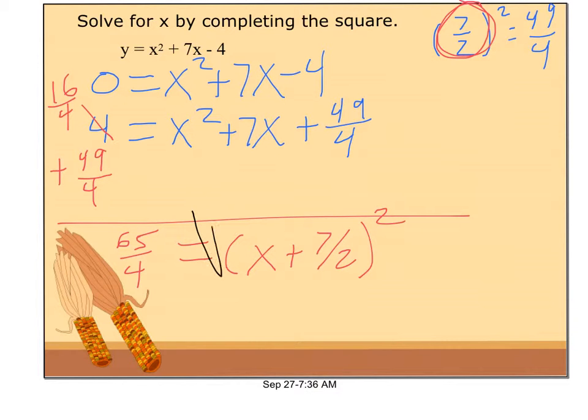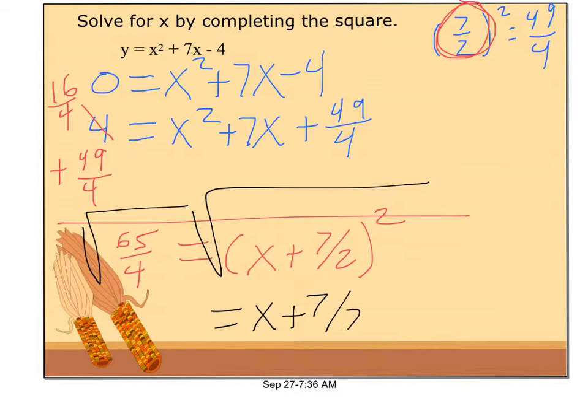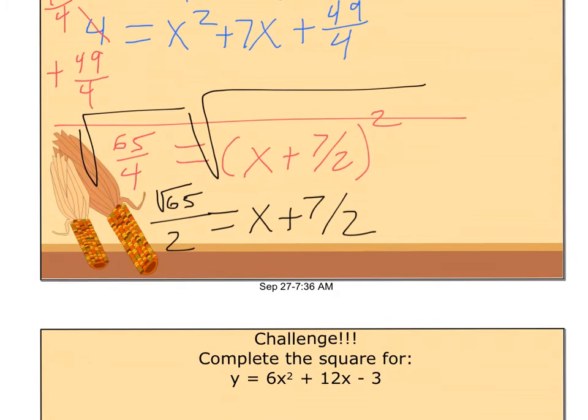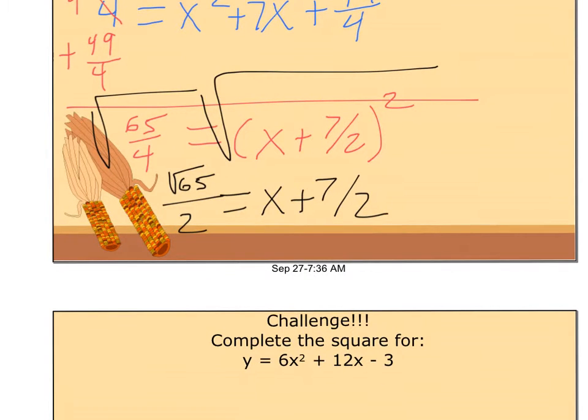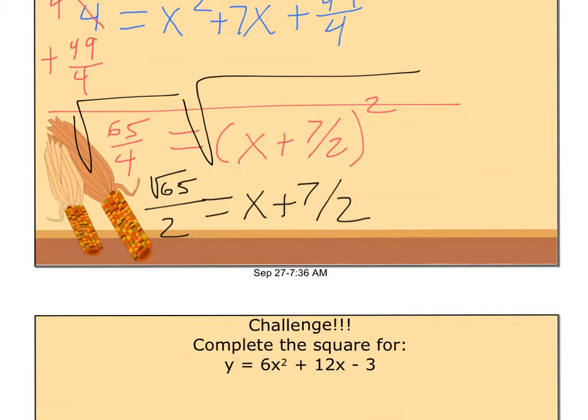Now I can take the square root over here and leave myself with x plus 7 over 2. And remember, the square root on the right side applies to the top and on the bottom. So the square root of 4 is 2, and we get the square root of 65 over 2. I'm running out of room here, so I'm going to have to go down to this little white space. There's only one step left: I'm going to subtract 7 over 2 from both sides.